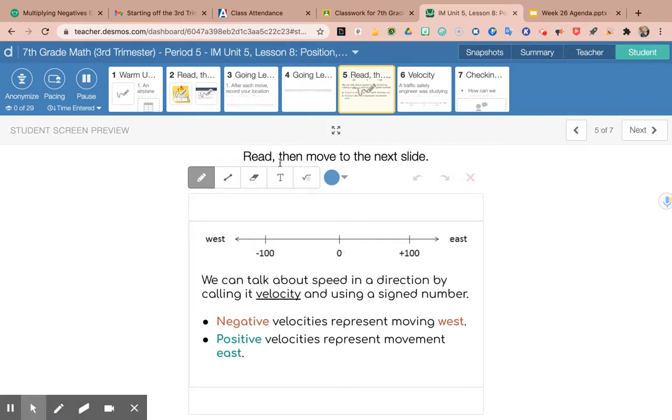For number 5, it just says read and move to the next slide. So we can talk about speed in a direction by calling it velocity and using signed numbers. So they're going to say negative numbers are going to be west. Positive numbers are going to be east. So still right and left, we're just throwing in east and west as well. So east won't always be positive. For this example, it will be. For number 6, it will be. So east is right or positive. Traveling west is going to be negative.